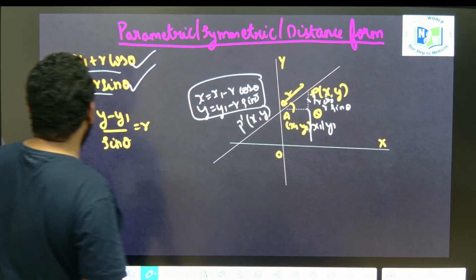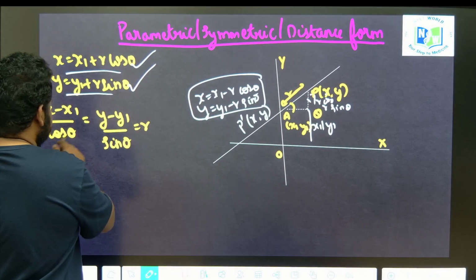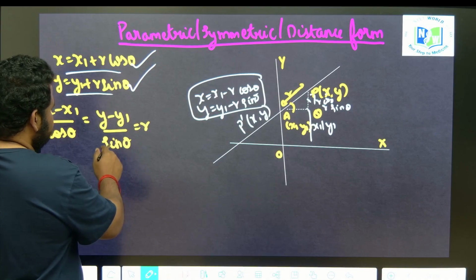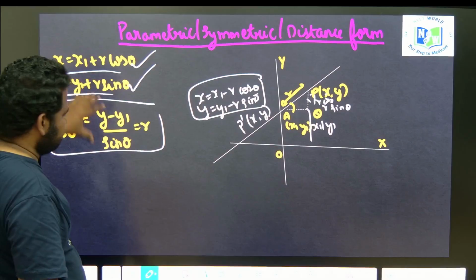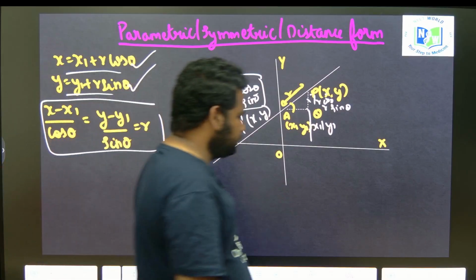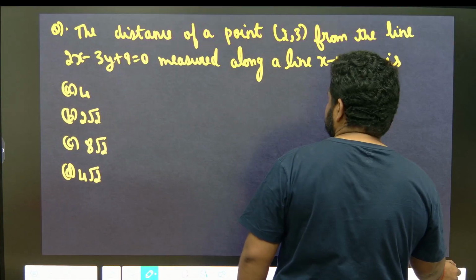Okay. Now, if you simplify this, you will get x minus x1 by cos theta is equal to y minus y1 by sin theta is equal to r. Okay. This is one and the same. You can use either this or this one, whatever is suitable for you. Okay. Let us see some questions based on this.